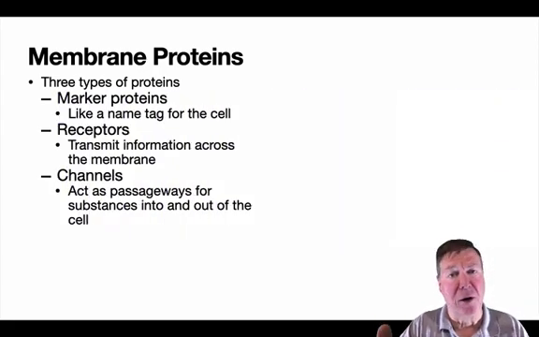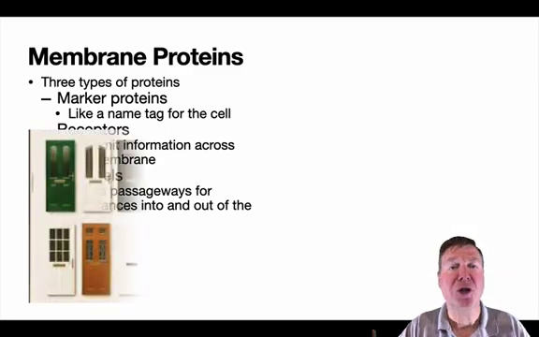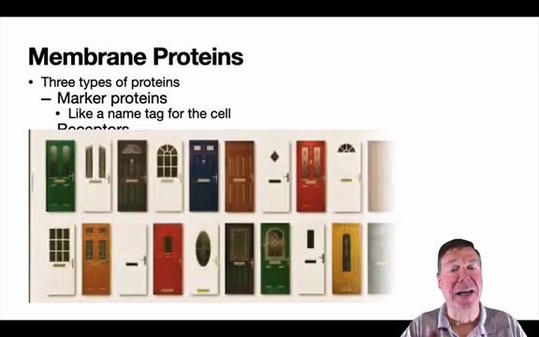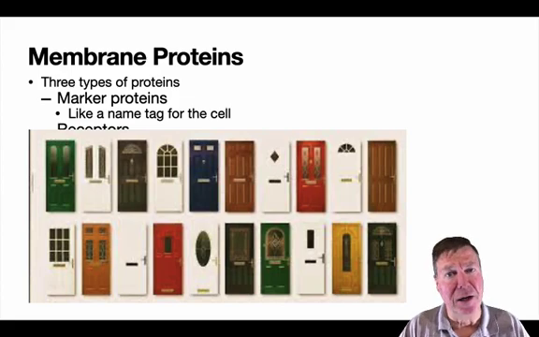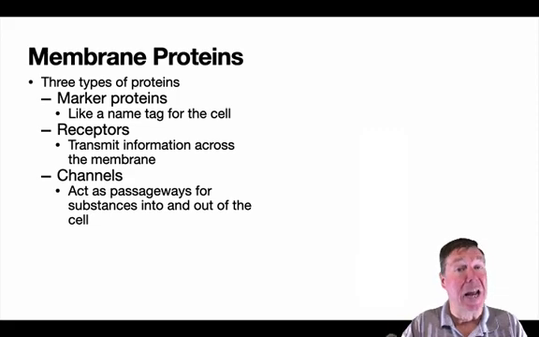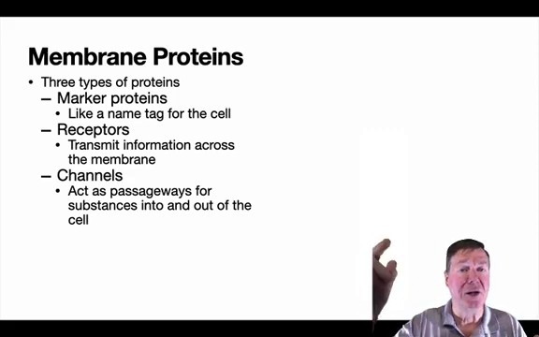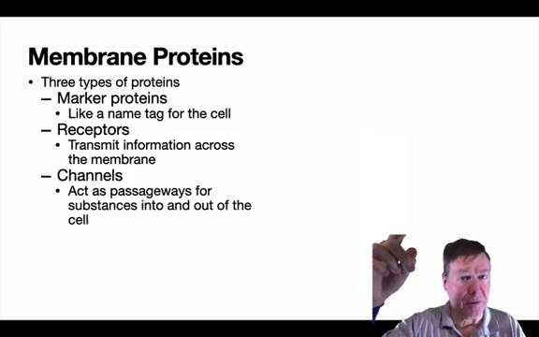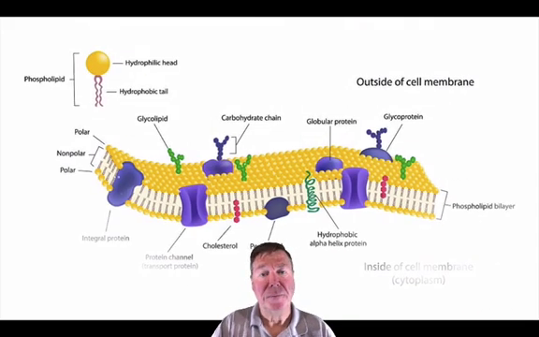And the last one is channel proteins, which, just from the name of it, hopefully you can figure out. It's like a doorway. This is how things get into and out of the cell, right? And they're very specific in some cases. In some cases, just about anything can get through. But they're channel proteins. So you have marker proteins, which are like the name badges for the cell. You have receptors, which transmit signals from the outside of the cell to the inside of the cell. And you have channels, which allow things to pass back and forth. Okay?